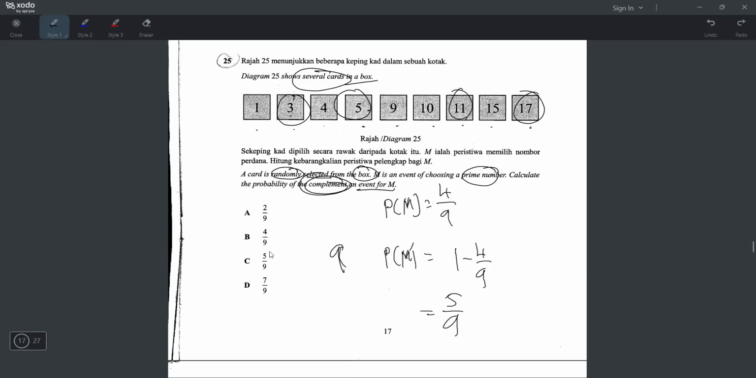Or you can also explain it like this. Because the prime numbers number 4, it means except for the prime numbers there are 5. 1, 2, 3, 4, 5. So that's why it's 5 over 9. So the answer is C. All right, so I hope you understand.